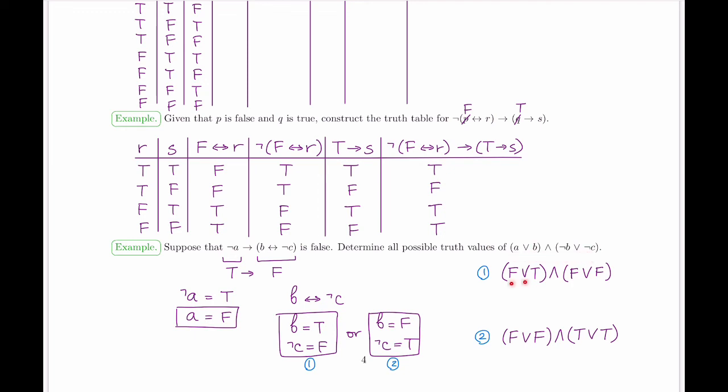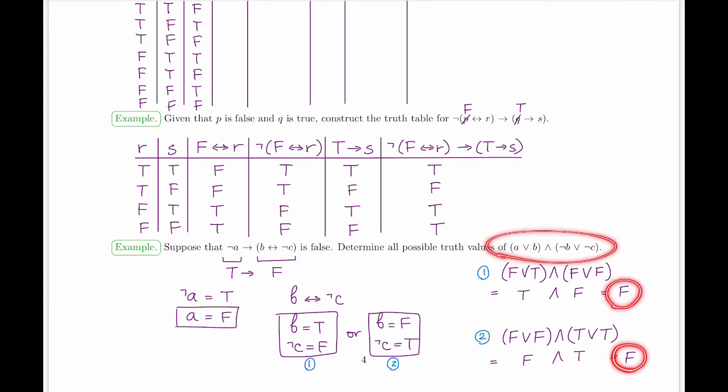So I have false or true. Well, let me write down a little equality here. False or true is true, and false or false is false. True and false is going to be false. And in this case, what do I have? False or false. So false and true or true is true. False and true is still false. So in both of my cases, I ended up with false for this complicated expression.